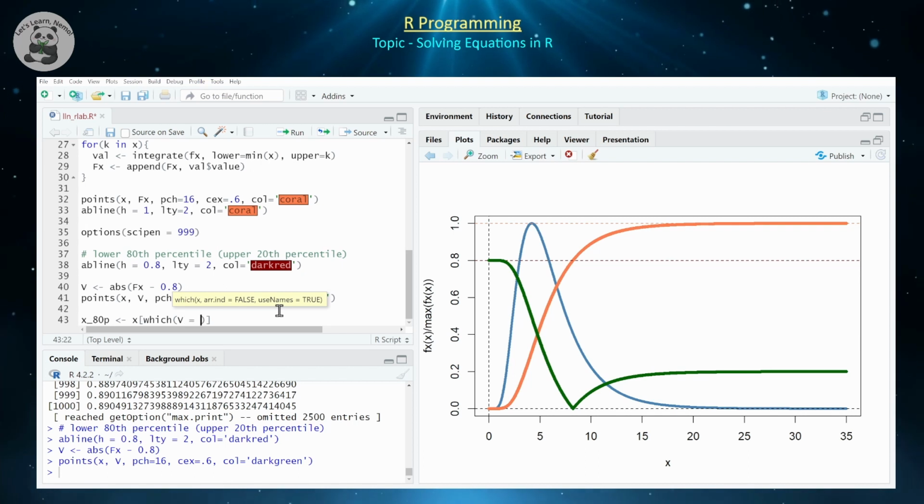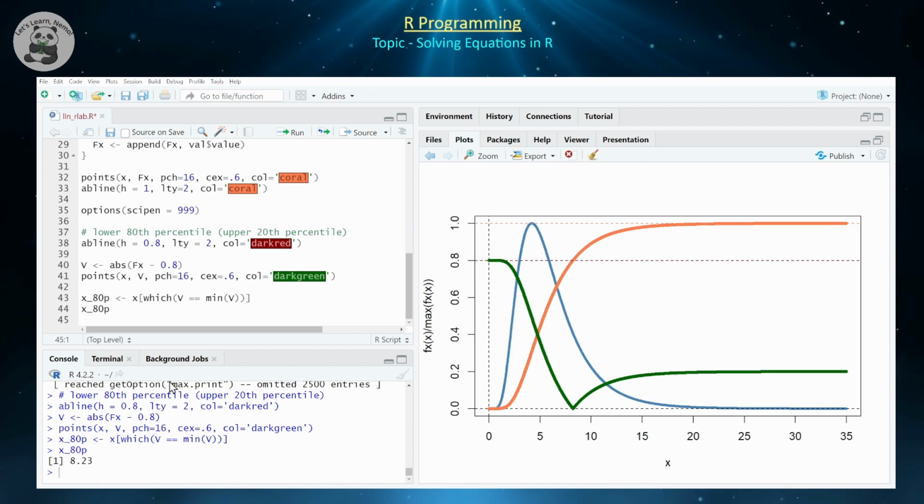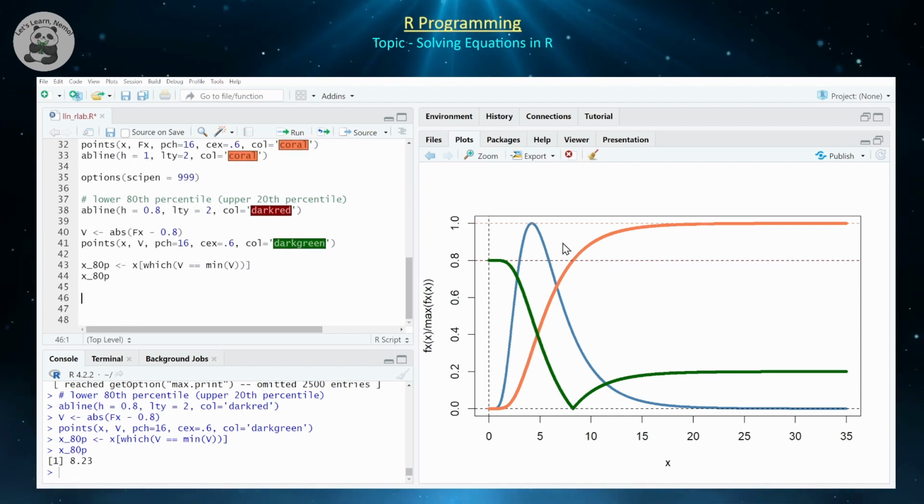So x 80th percentile, at least approximately, is going to be a particular x value, which one? The value for which v is minimal, which you can do with the which function in that particular scenario. And if we look at that value, we get a value in between 8 and 9, which is what we conjectured in the very beginning. So let us just plot this value on that orange curve and see if it crosses at approximately that point, right? And hopefully it does.